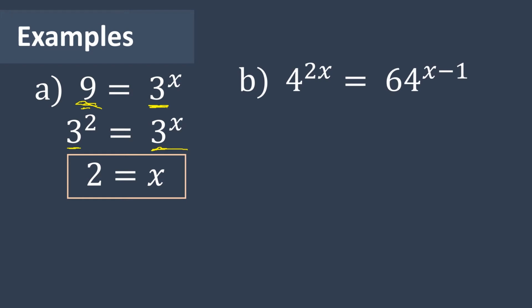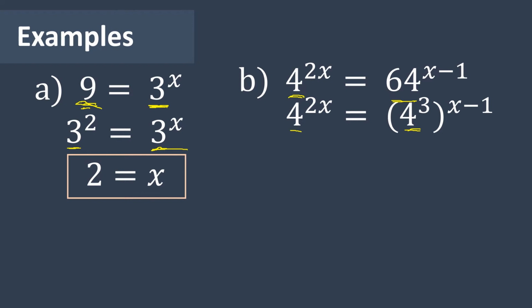Okay, how about this one? We have 4 raised to 2x is equal to 64 raised to x minus 1. Now, we can follow 64. Gagawin natin 64 yung dalawang bases. Pwede rin na yung dalawang bases gawin nating 4. So, it would be convenient for you pag yung mas maliit yung i-follow natin. So, we're going to take note of the base 4. So, yung nasa right side, gagawin din natin or we're going to express it into exponential form. So, yung 64 can be expressed as 4 cubed, kasi 4 times 4 times 4 is equal to 64.